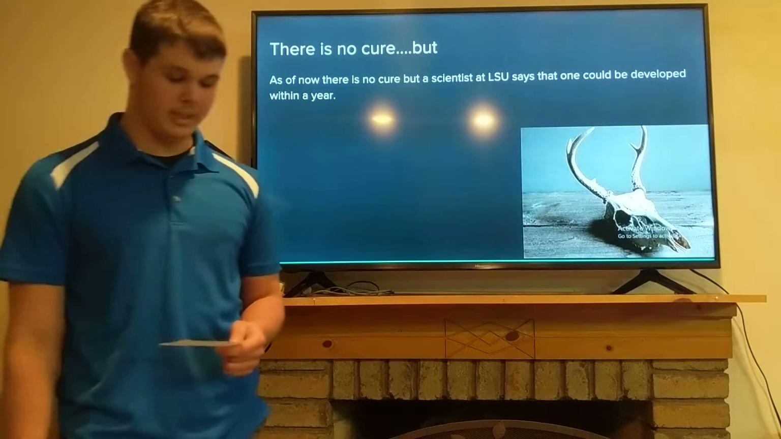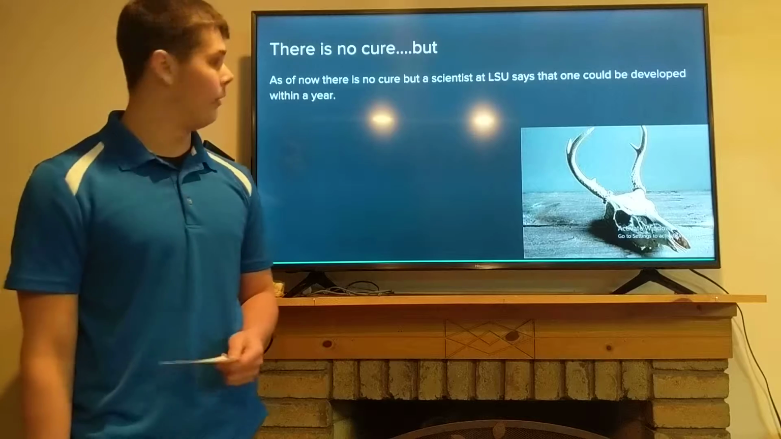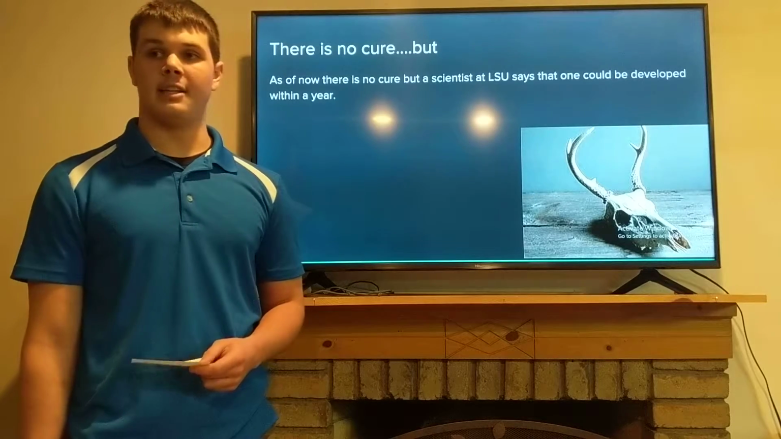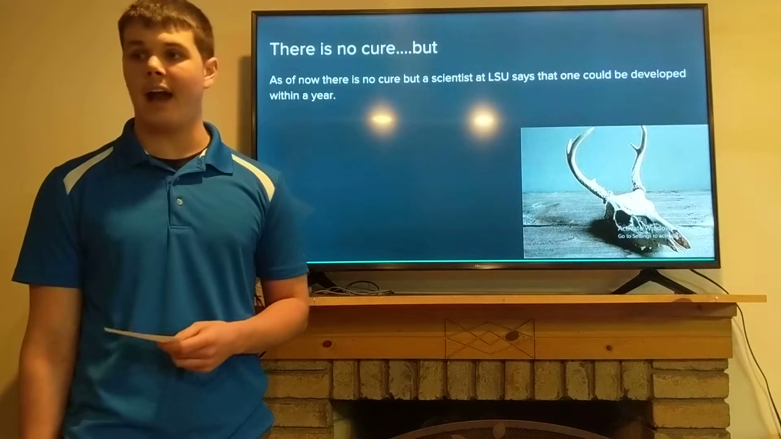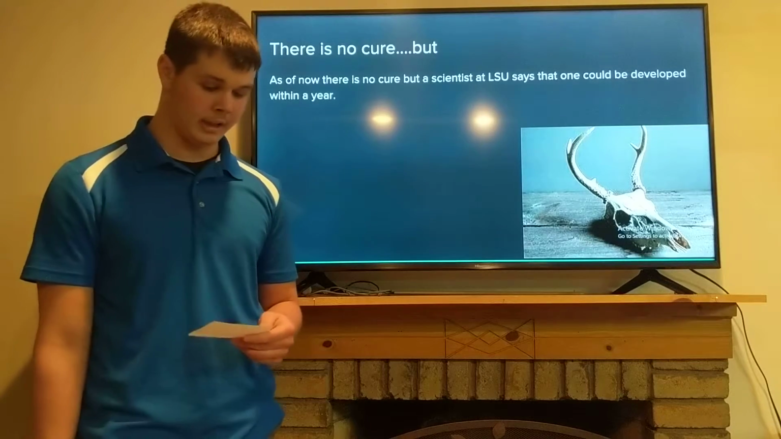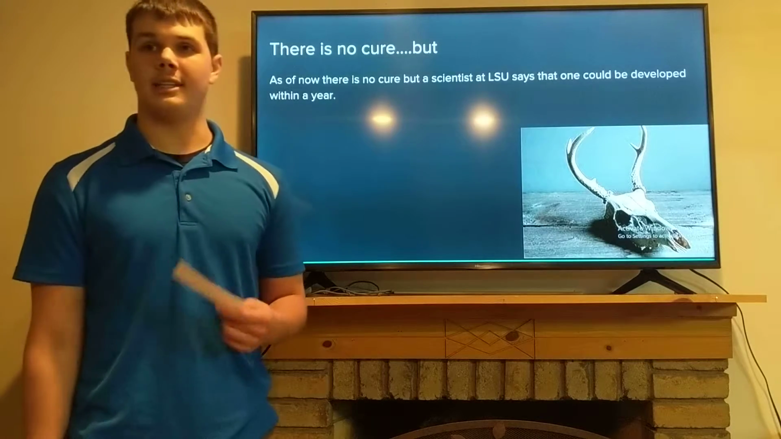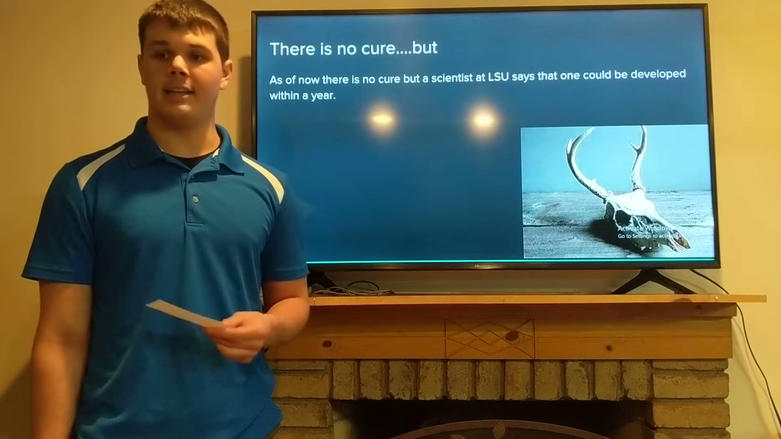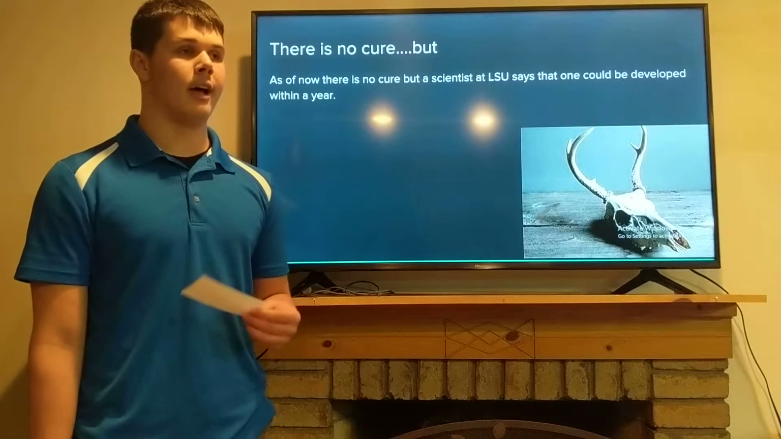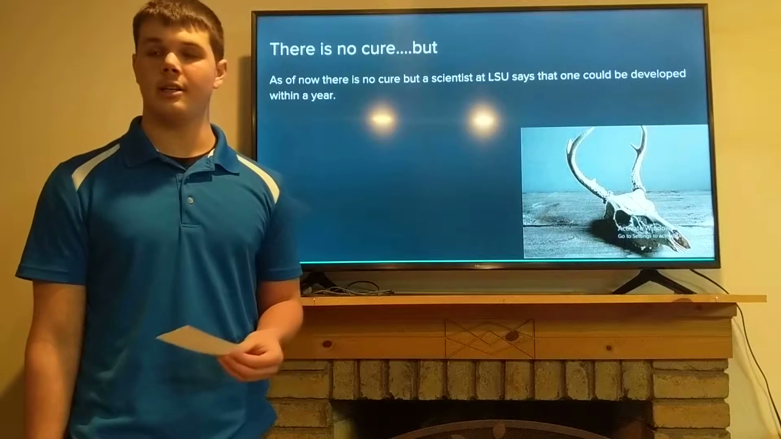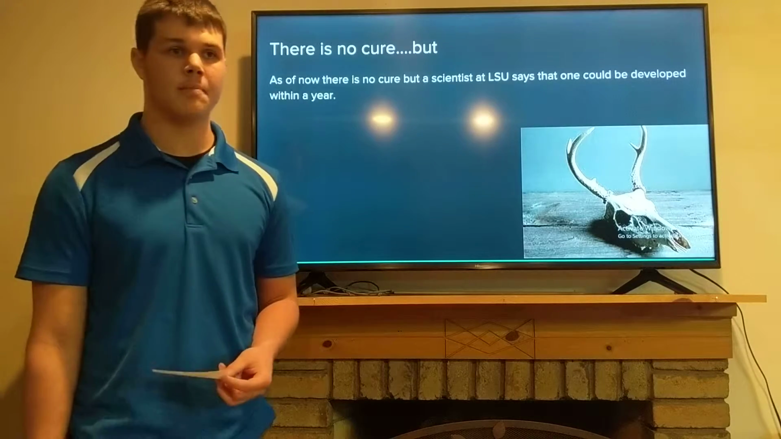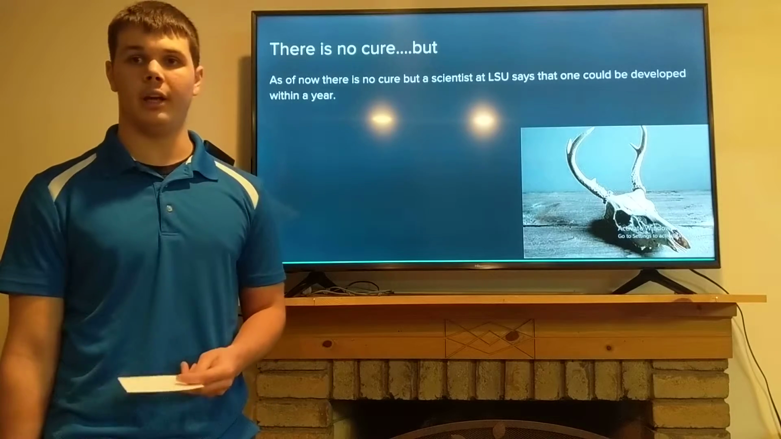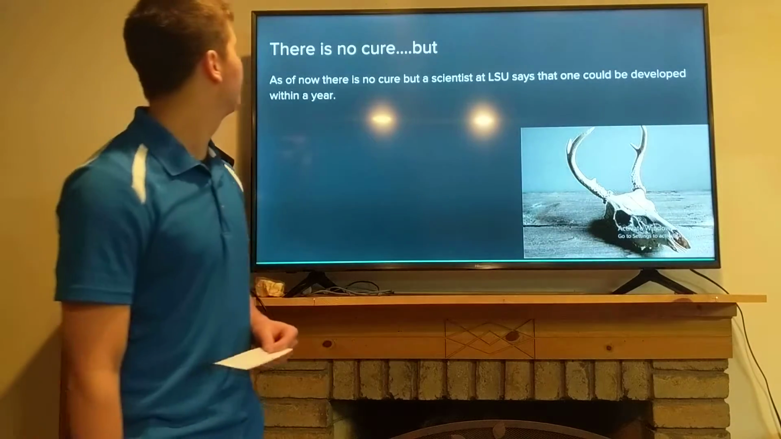There is no cure for this disease yet, but Dr. Frank Bastian at Louisiana State University in Baton Rouge, Louisiana, says that in his research he's found out that the disease is in fact not prions, but actually spiroplasms. And he says that if more scientists and researchers develop their studies into spiroplasms instead of prions for this disease, a cure could be found in at least a year.